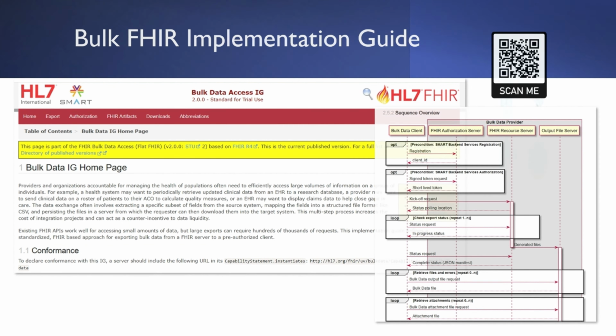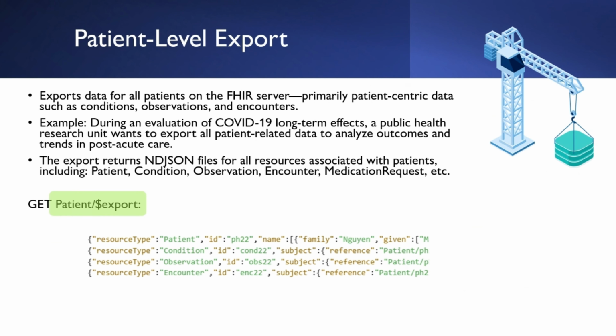Bulk FHIR supports several types of export operations. Patient-level export retrieves data for all patients on the server. This option may be helpful when evaluating the long-term effects of a particular condition. In this scenario, you may want to export all data to analyze outcomes and trends in post-acute care.